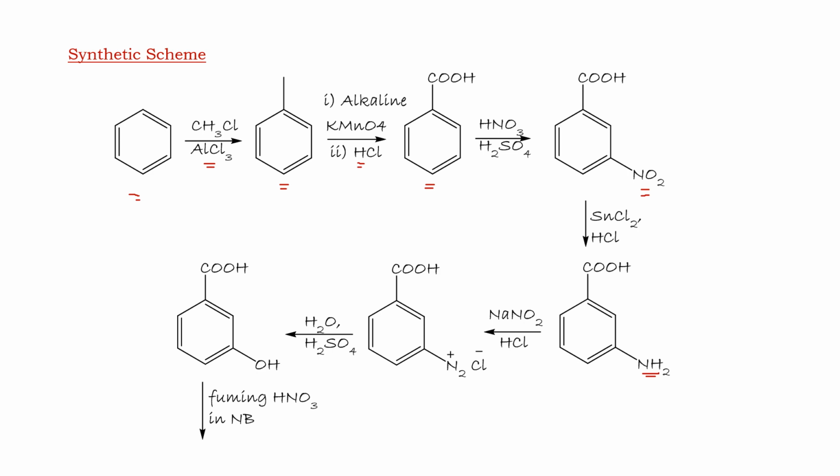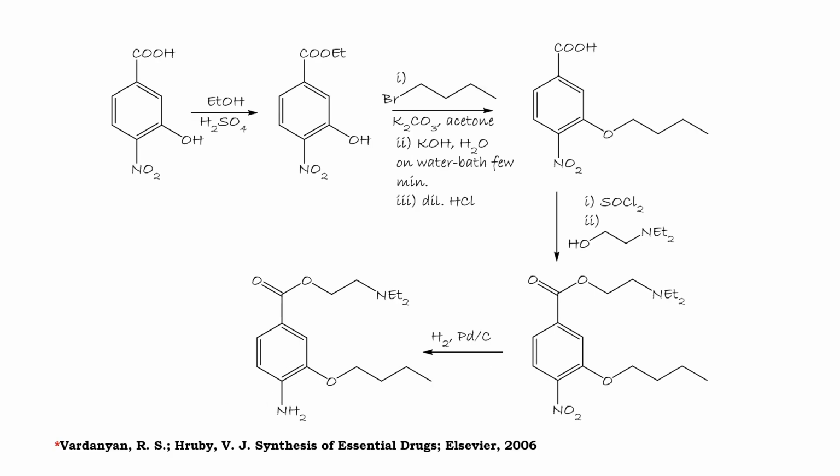Transfer the aniline with sodium nitrite HCl to diazonium salt, replacing diazonium salt with water, sulfuric water, or water copper 1 oxide to OH. Using fuming nitric in nitrobenzene, we get also nitration ortho to OH. So we get the nitro compound, nitro also ortho to OH.